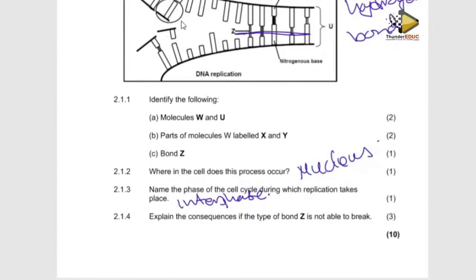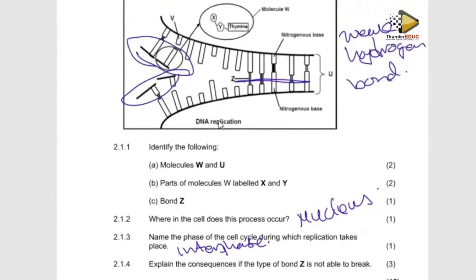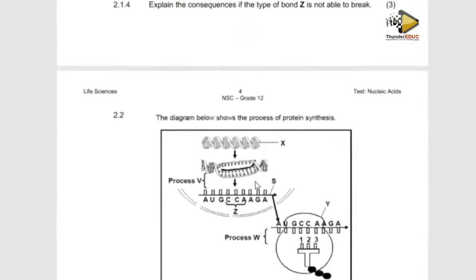So if this fails to unzip, it means that the new strand, this strand which is here, will not form. And also this strand will not form because we will not have a mirror on it. So therefore, we say that DNA replication will not take place because the two strands will not form. There will be no unzipping, and the new strands will not form. Basically, that's what you can say.